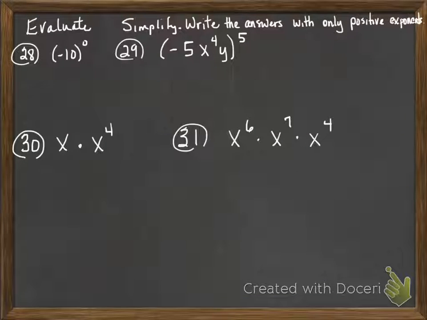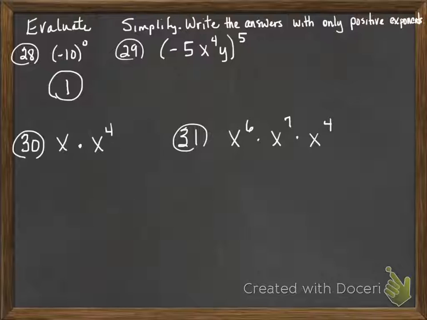Next set of directions say evaluate. That's just for number 28, and we know anything raised to the 0 power is 1. If you're not sure about this, you could put it in your calculator. You could do parentheses, -10, close parentheses, hit your power key, put in 0, and it should give you 1.